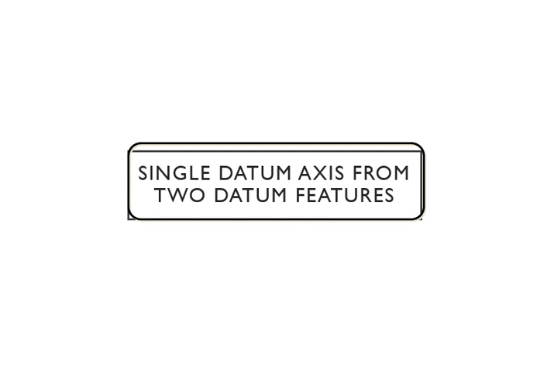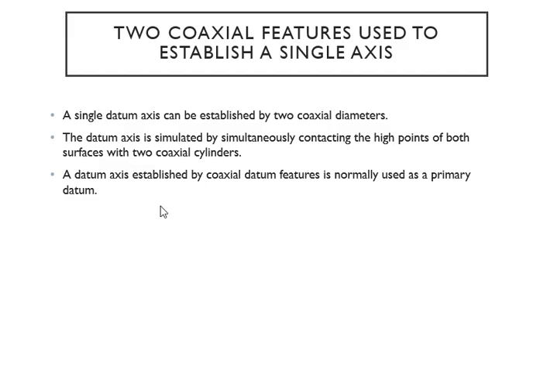Alright, single datum axis from two datum features. So you have a single datum axis, but you have coaxial diameters. At that time, you are able to establish a single axis. You have coaxial features using the same axis, just like the one we just dealt with in the previous example. But now our datum is not a plane; it's going to be an axis. So they are simultaneously contacting the high points on both surfaces.